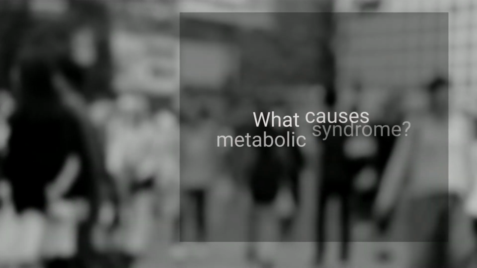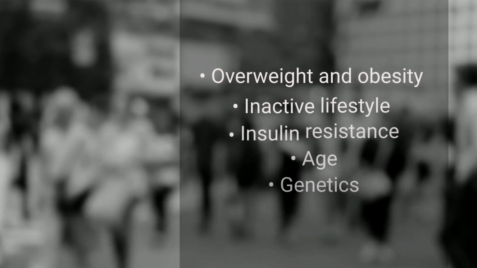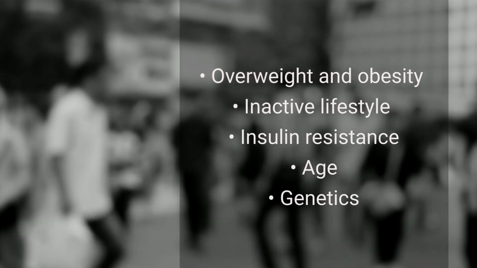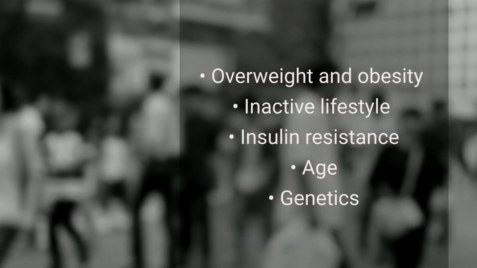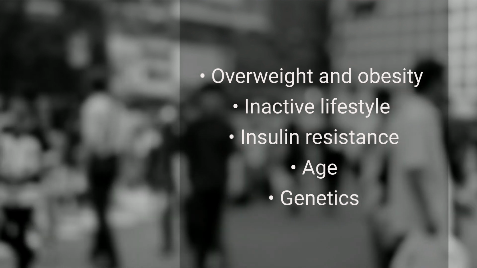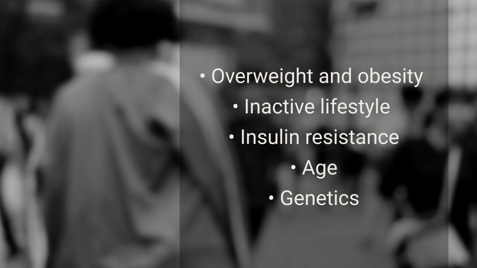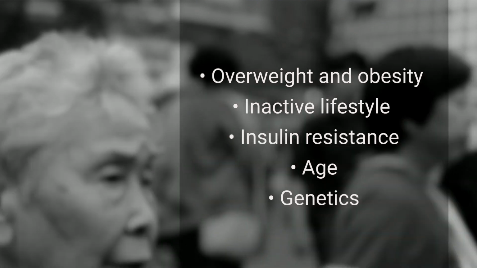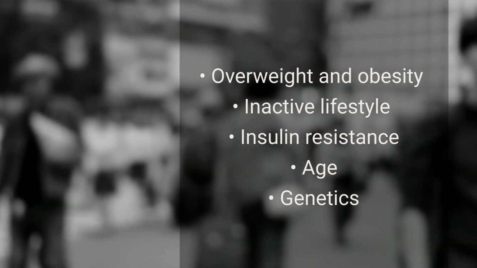What causes metabolic syndrome? Metabolic syndrome has several causes that act together: overweight and obesity, an inactive lifestyle, insulin resistance, a condition in which the body can't use insulin properly. Insulin is a hormone that helps move blood sugar into your cells to give them energy. Insulin resistance can lead to high blood sugar levels. Age. Your risk goes up as you get older. Genetics, ethnicity, and family history.